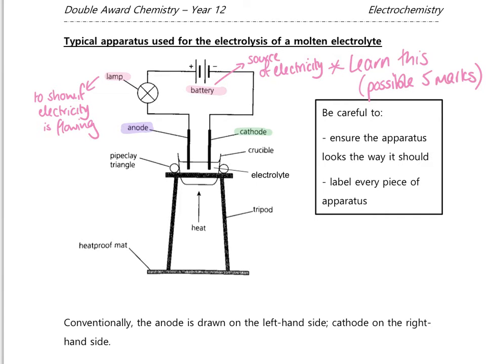Remember that your cathode is negatively charged because remember the cations are attracted to it, and your anode is positively charged because the anions are attracted to it. So make sure you can draw that.